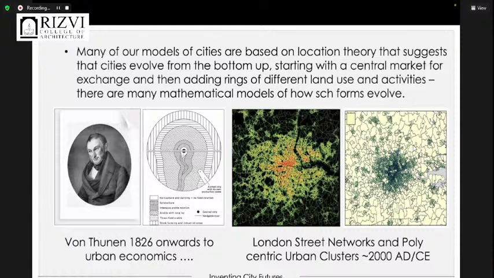This particular model was developed in the 19th century, and then in the middle of the 20th century, the model was regenerated and applied to cities. William Alonso, who was at Harvard at the time, wrote his thesis on location and land use, applying the von Thunen model to contemporary cities.